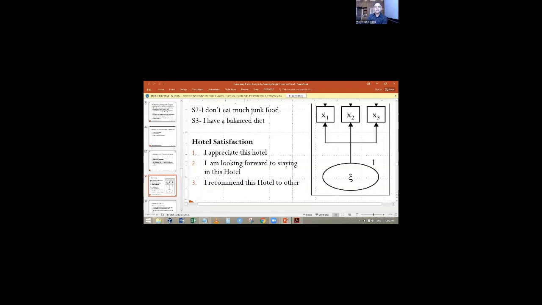Looking at the first response, we know what the probable response of the person will be. I am looking forward to staying in the hotel, strongly disagree. Now, why so? I appreciate this hotel, strongly agree. I look forward to staying in the hotel, strongly disagree. How is it possible? Might be somebody else has booked this hotel, he is okay, but his first preference is not there. Might be this is the case. I recommend this hotel to others, strongly disagree. Well, he is happy with the hotel, but why will he not recommend the hotel?